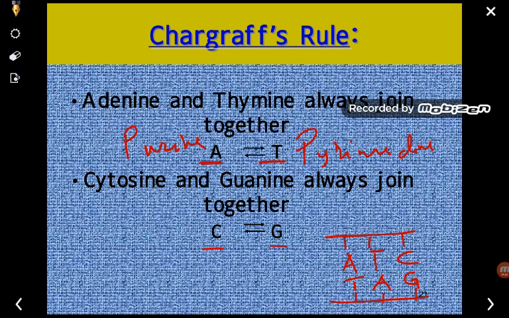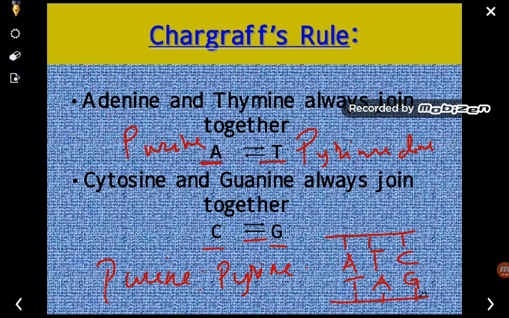So we can find the ratio, that is 1:1, of purines to pyrimidines. Or we can say that A pairs with T, or T pairs with A, and G pairs with C, or C pairs with G. So what is the Chargaff rule?